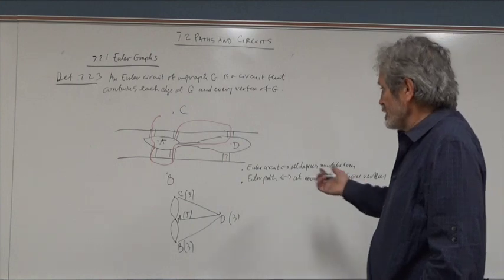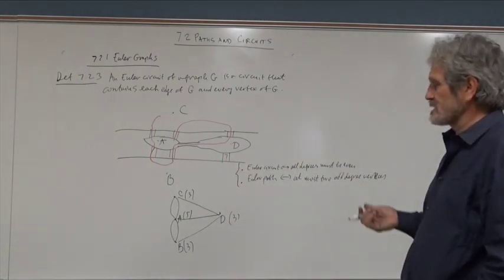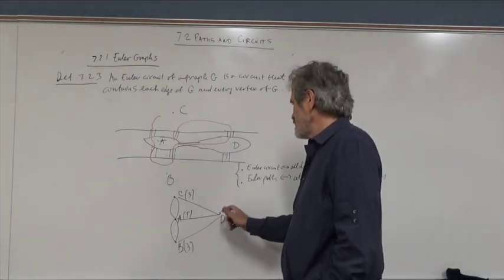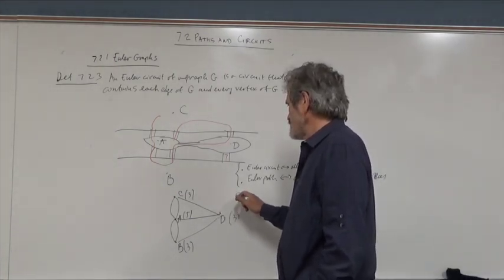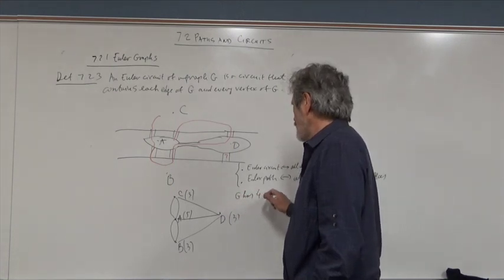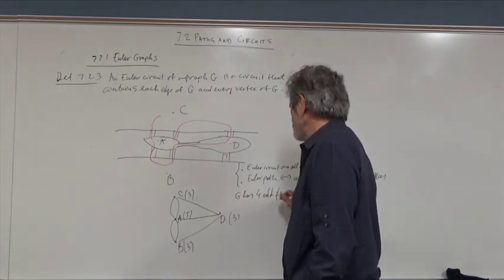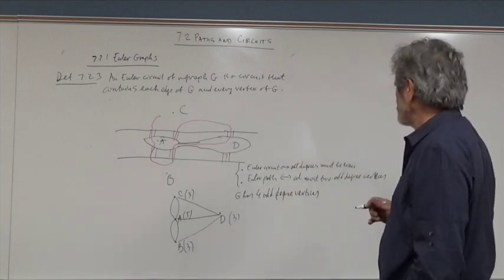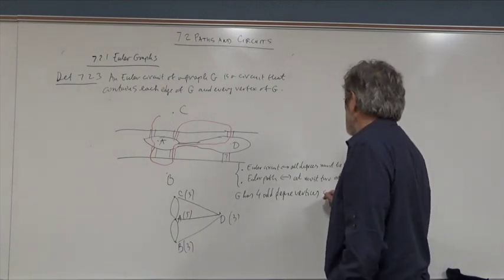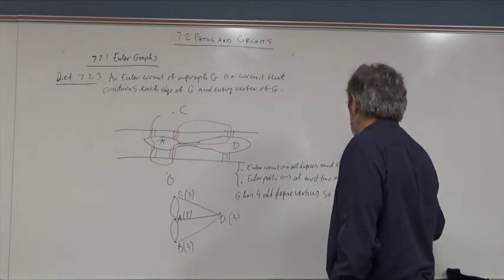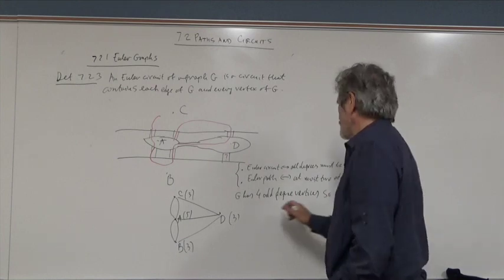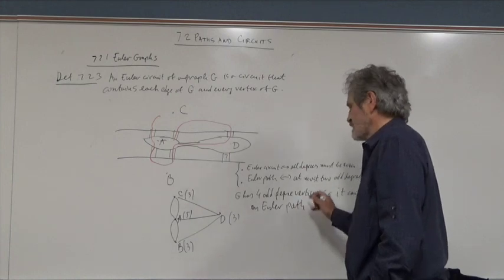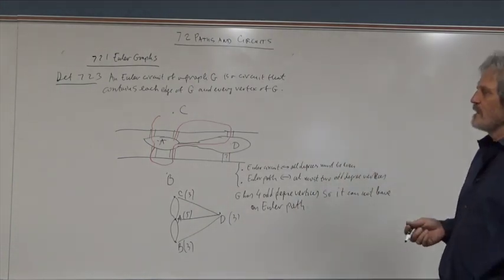So if we have these two facts, as I said, I'll put them on the board as our theorem, then it's obvious that this graph G has four odd degree vertices, so it cannot have an Euler path. So that's actually a resolution of that famous problem.